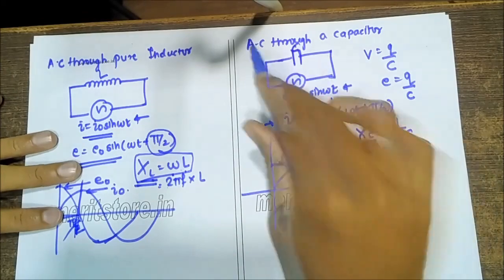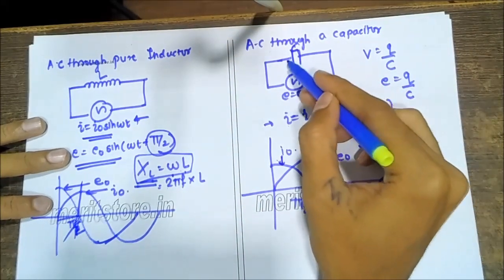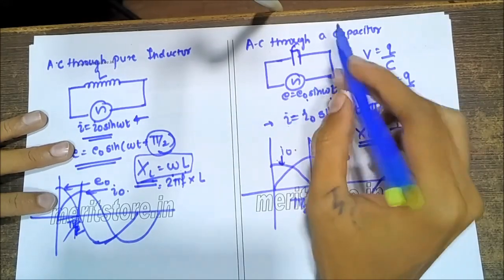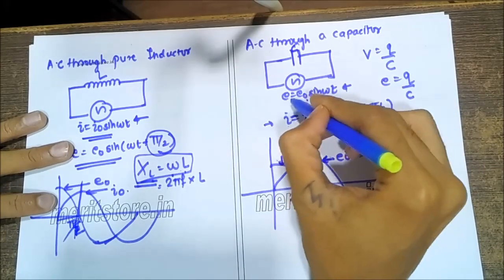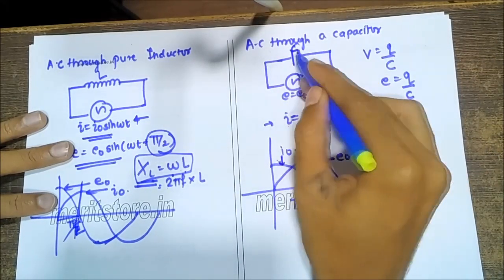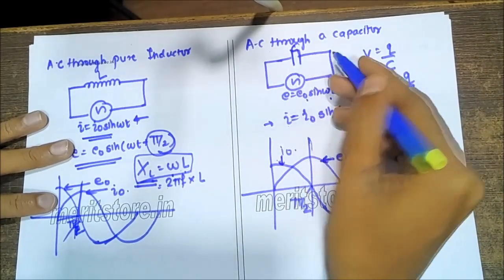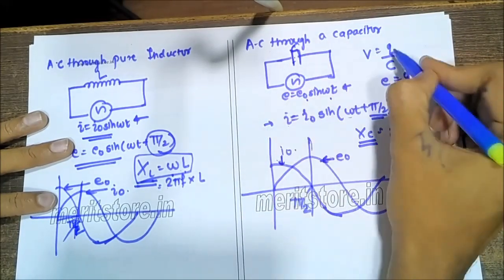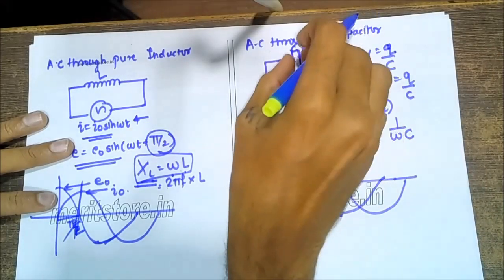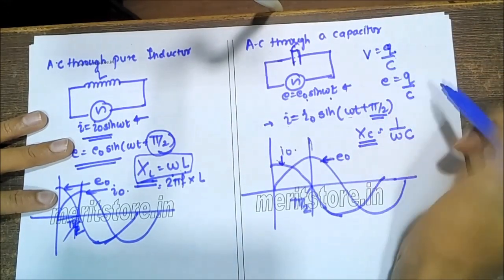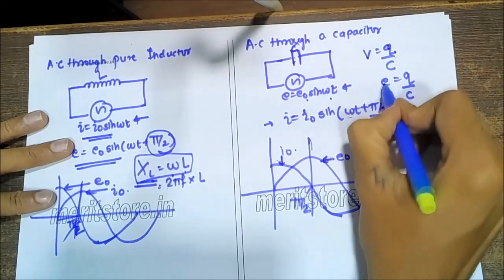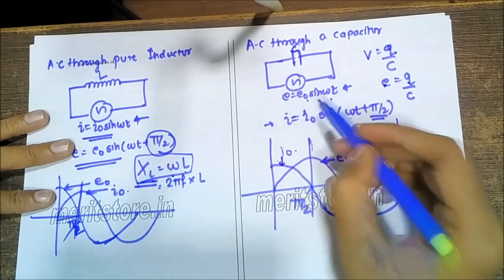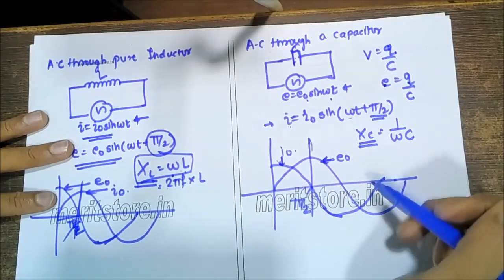Next is the AC current through a capacitor C. A capacitor of capacitance C is connected to this AC circuit, and a voltage E = E0 sin ωt is applied to the two plates of the capacitor. As a result, a charge Q is stored on one plate, and the potential difference across the ends is given by V = Q/C, where V is again E. If we differentiate this equation with respect to time, we arrive at I = I0 sin(ωt + π/2).